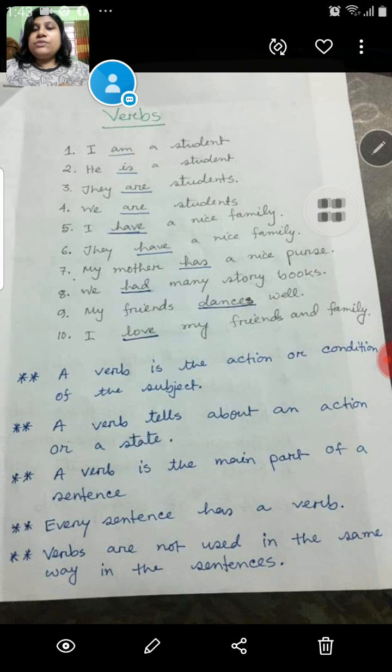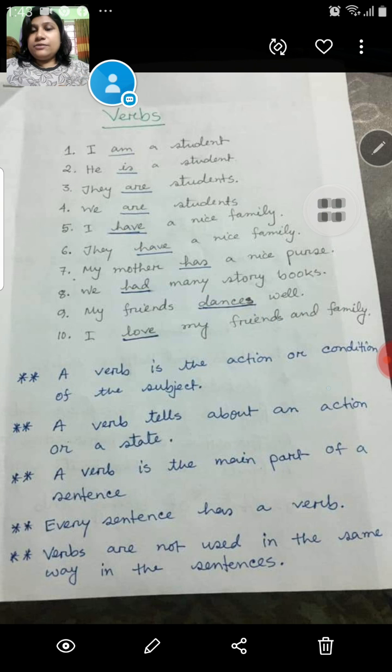So when you write the past tense, you are not bound to use singular or plural. You can use singular and plural numbers both. Okay, so here you can see number 9. My friends dance well. That means friends is plural number, so dance. If there is my friend only, singular number, then you have to use dances. Okay, then number 10, I love my friend and family.